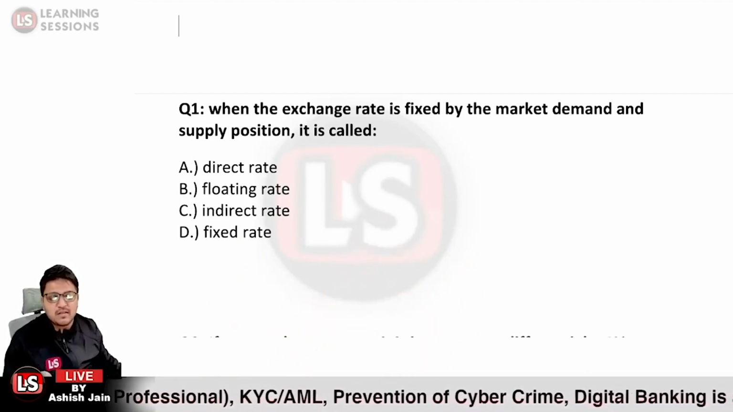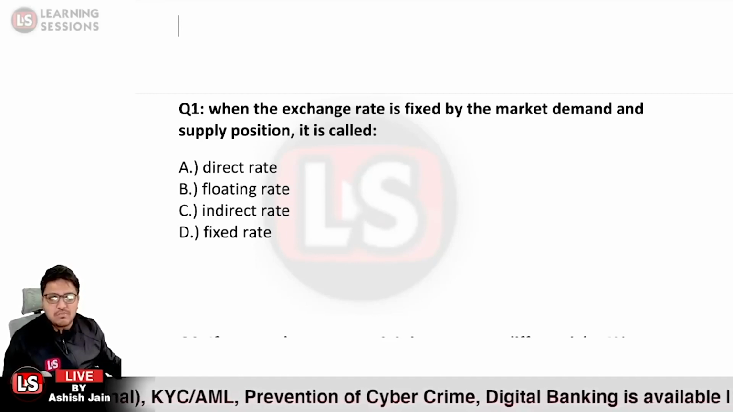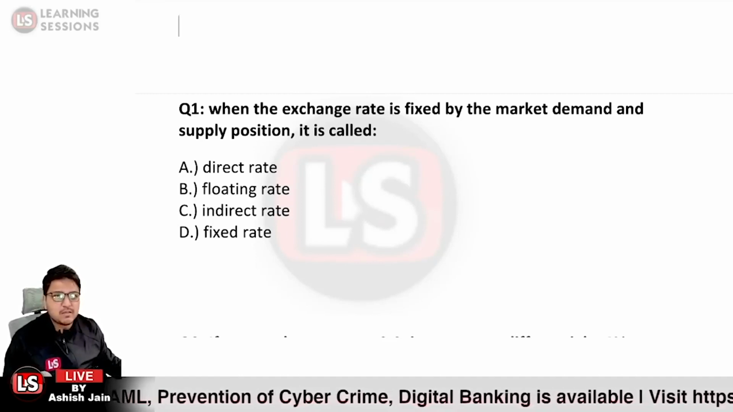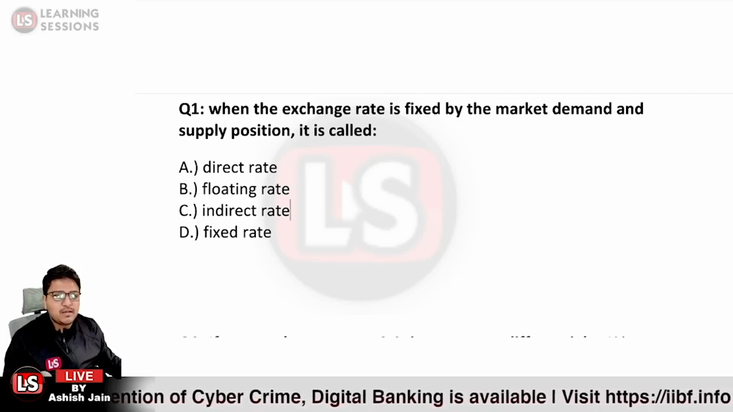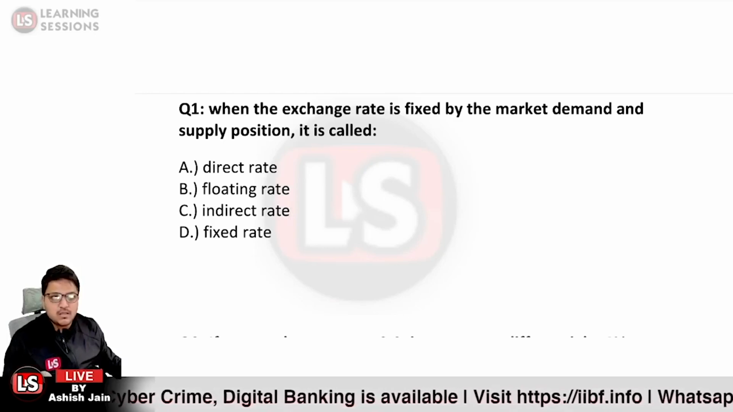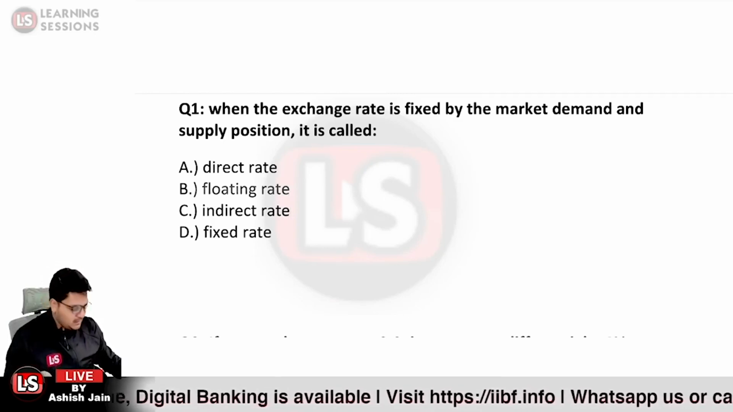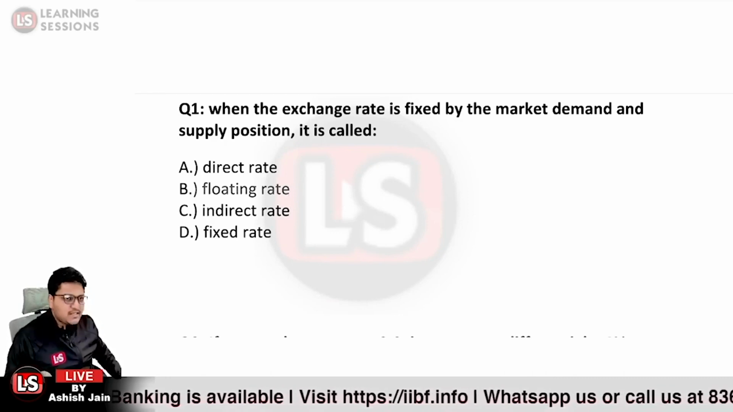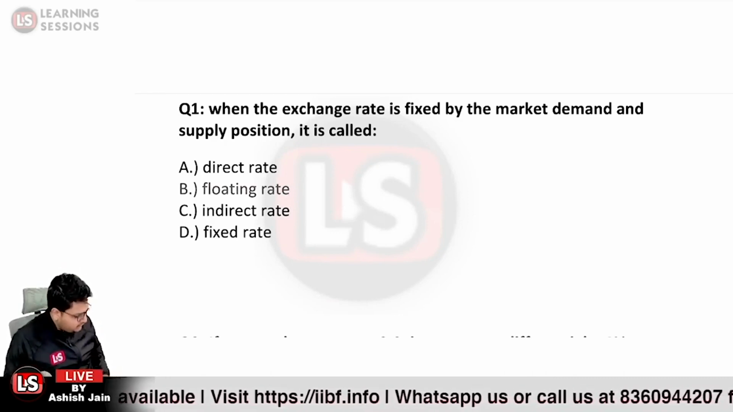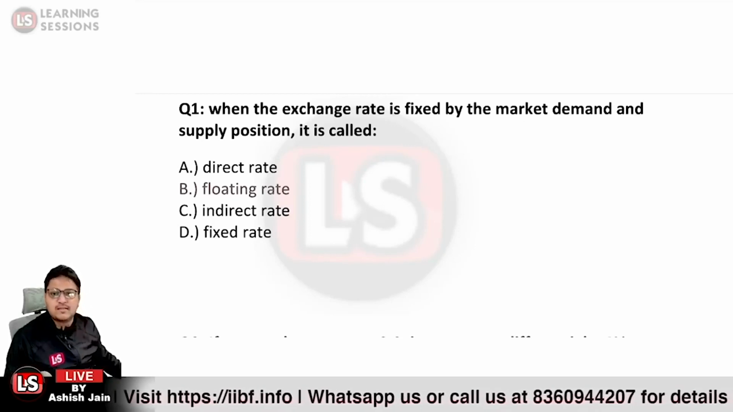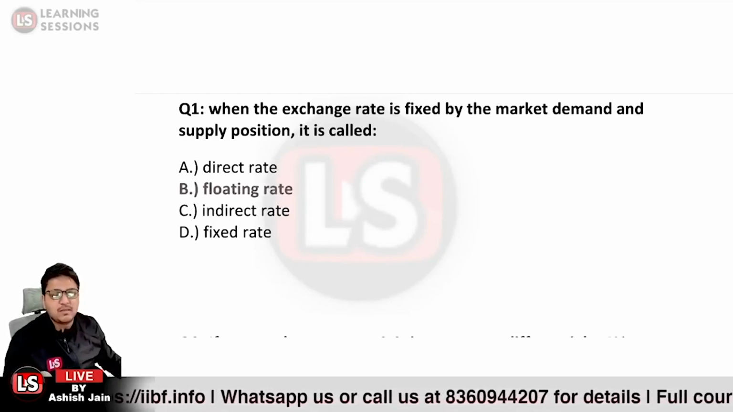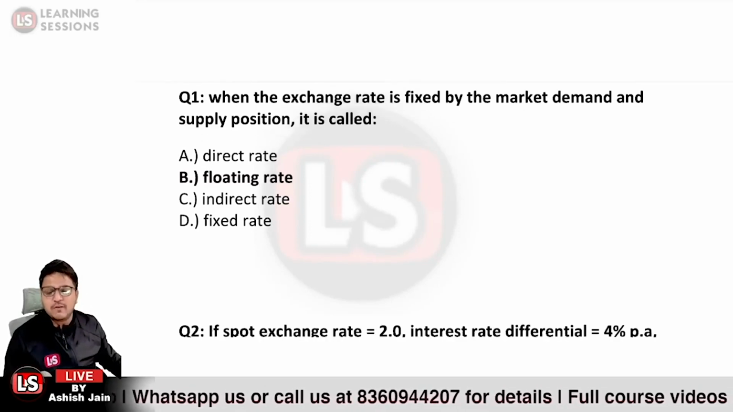Pooja Roy has given the answer correctly at the earliest. Option B is the right answer in this particular case. Okay, question number 1, option B is the answer over here. Now, fixed rate is that particular rate in which the regulator fixes the foreign currency prices, and those are not considered as per the market scenario. Okay, so that is a fixed rate.